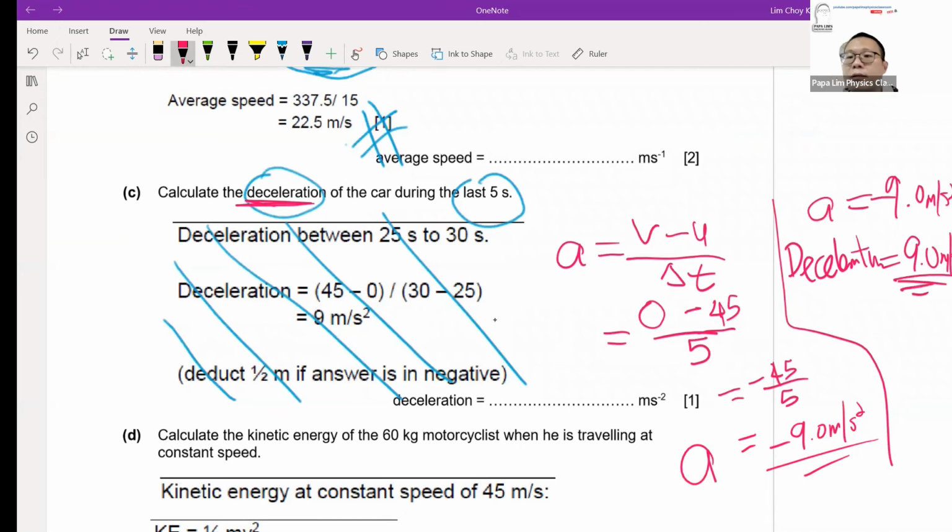Okay, same answer. Remember, acceleration is negative 9. Deceleration is 9 meters per second squared. It's the reverse. Take note, if you look at the mathematics, a is negative 9, then deceleration is positive 9. There's a difference in minus sign.